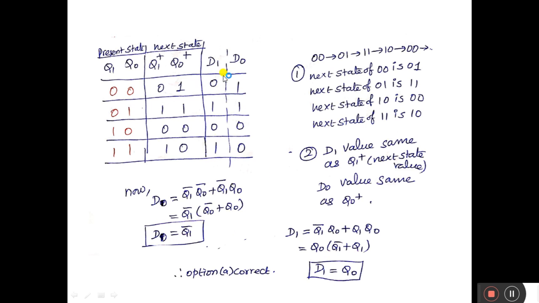Similarly, if I write expression for D1, corresponding to 1 is 0, 1. 0, 1 means Q1 bar Q0, Q1 bar Q0 plus corresponding to this one Q1 Q0. The common term in this expression is Q0. So the common term Q0, if I take out Q1 bar plus Q1, so the answer is D1 equal to Q0. So from the question, option A is the correct one. So D0 is Q1 bar, D1 is Q0.